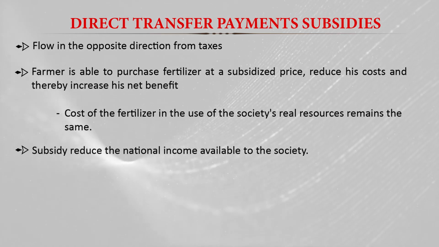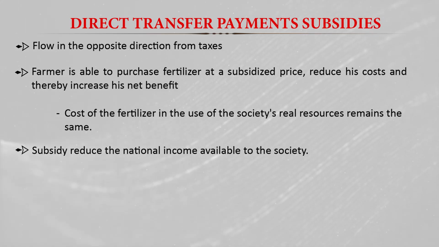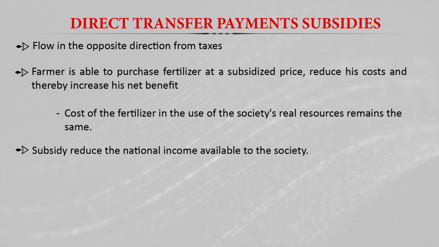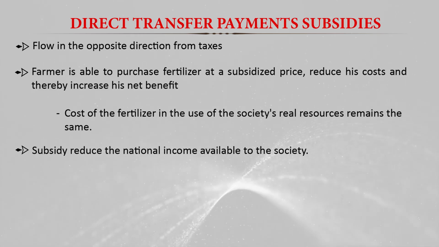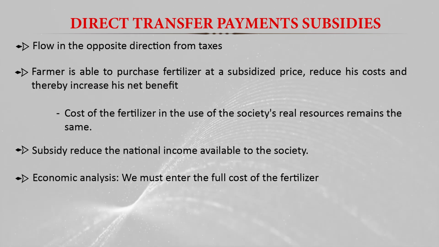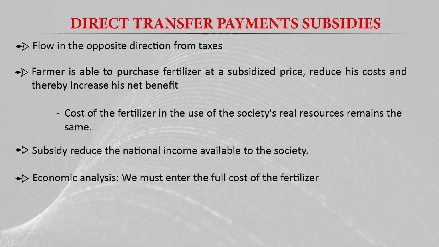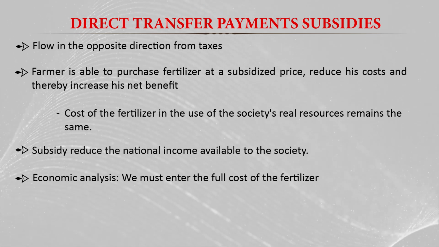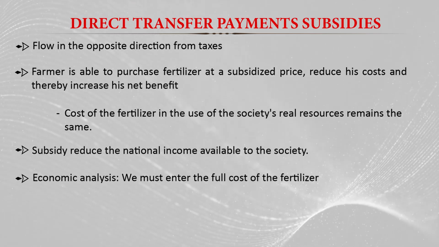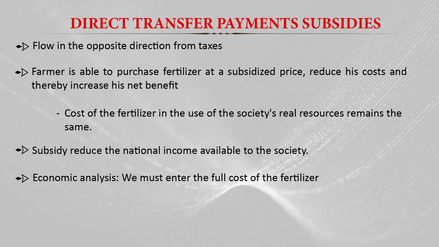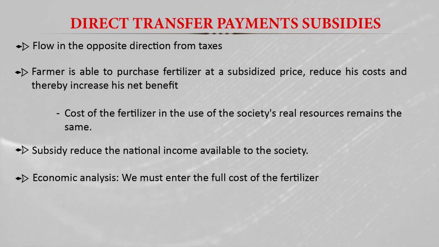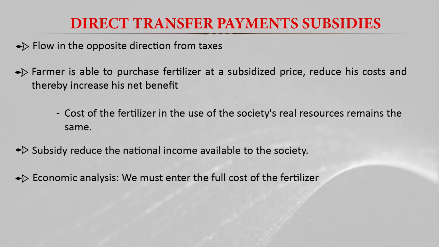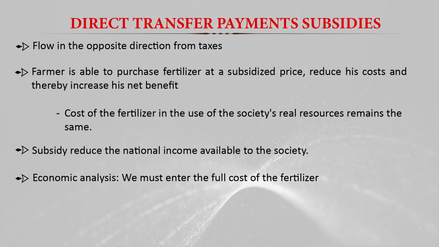So when government is providing the subsidy to the farmers, it is reducing the available resources to the society only, but that is transferred to the farmers. So in economic analysis we must enter the full cost of fertilizers. In that condition, if we are taking the economic analysis and financial analysis, the cost of production of one bag of urea, if it is 500 rupees but it is available to the farmers at 400 rupees, so 400 rupees will be treated in the financial analysis and 500 rupees will be treated in the economic analysis.